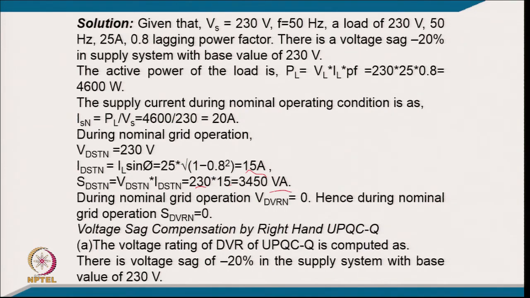During normal grid operation the VDVR is 0, but during voltage sag compensation, I mean during normal condition the D STATCOM is supposed to work, but the DVR is not supposed to because there is no voltage sag. But when voltage sag is there, the DVR comes into action.